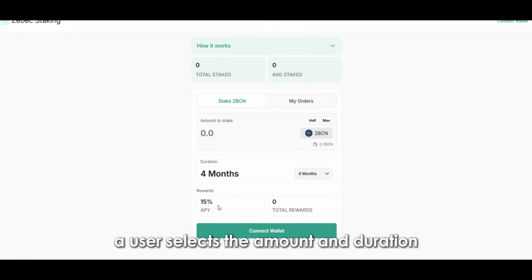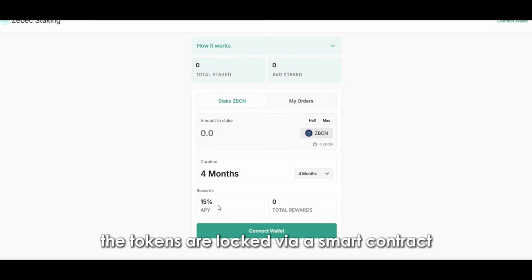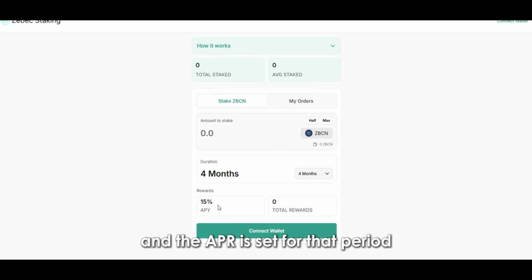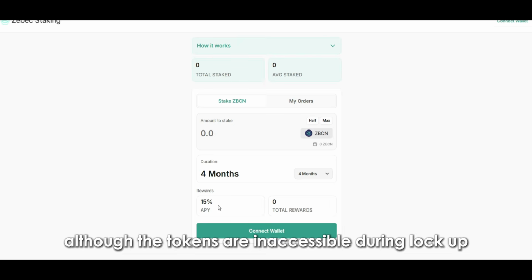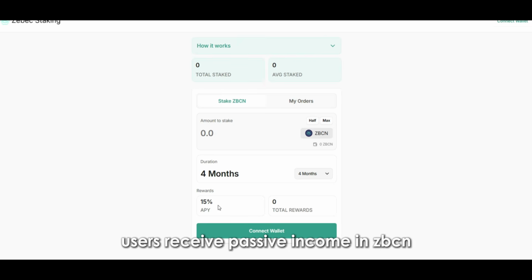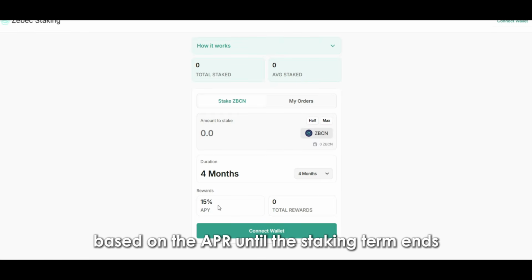A user selects the amount and duration, the tokens are locked via a smart contract, and the APR is set for that period. Although the tokens are inaccessible during lockup, users receive passive income in Zbcn, either daily or periodically, based on the APR until the staking term ends.